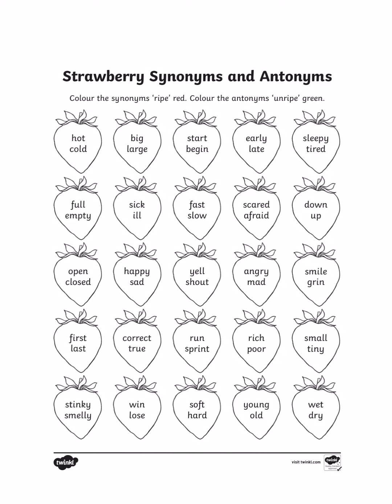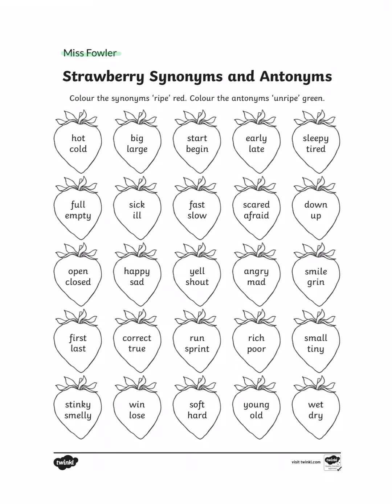You will find this activity on Class Dojo through worksheets. Before you begin, remember to put your name up the top. Today we are going to be completing a strawberry synonyms and antonyms activity. So what we need to do is colour the synonyms in red and the antonyms in green, meaning that red is a ripe strawberry and green is the colour of an unripe strawberry.